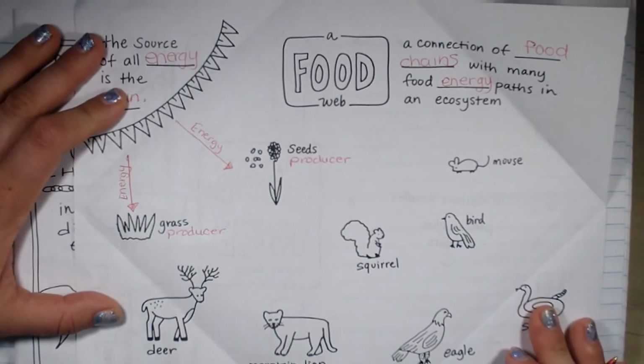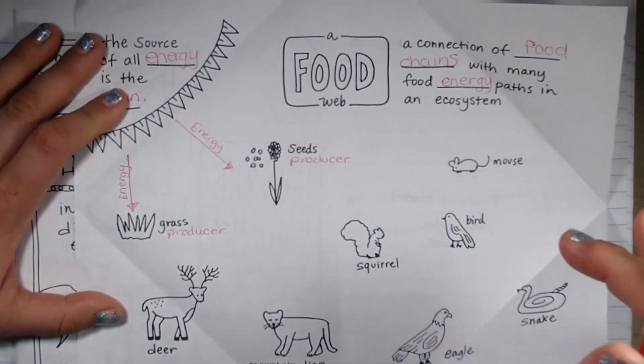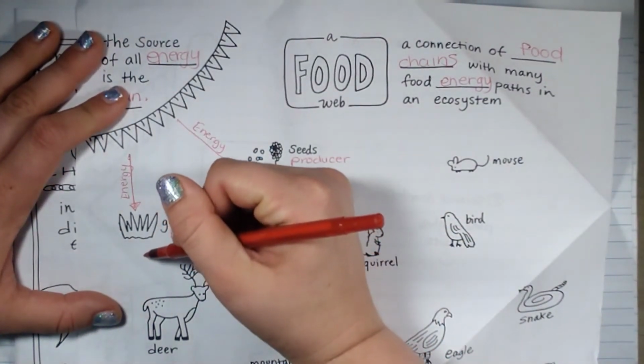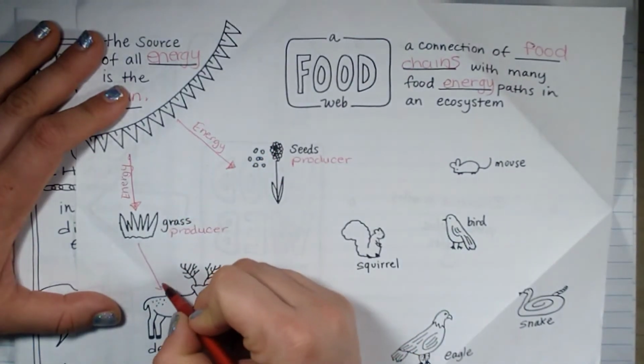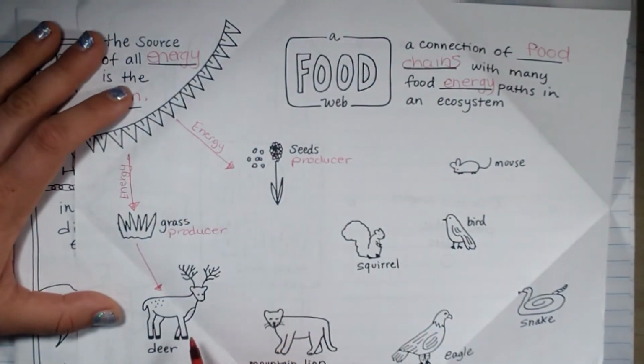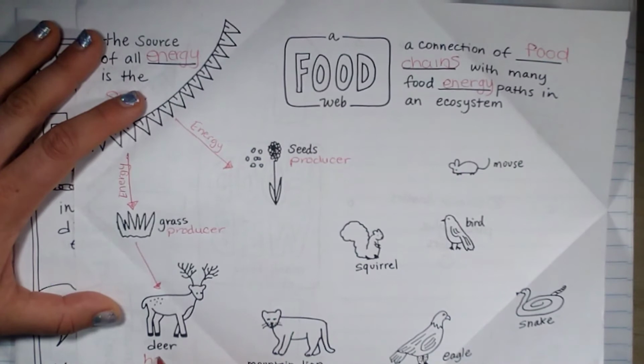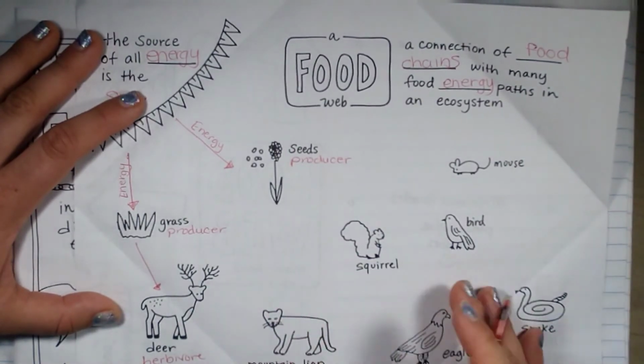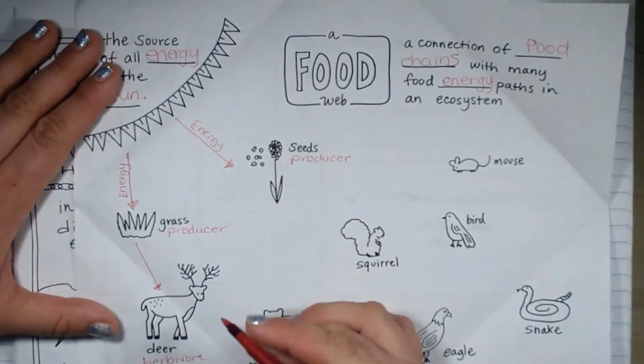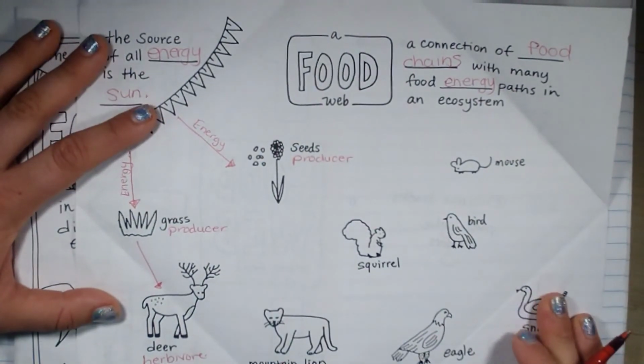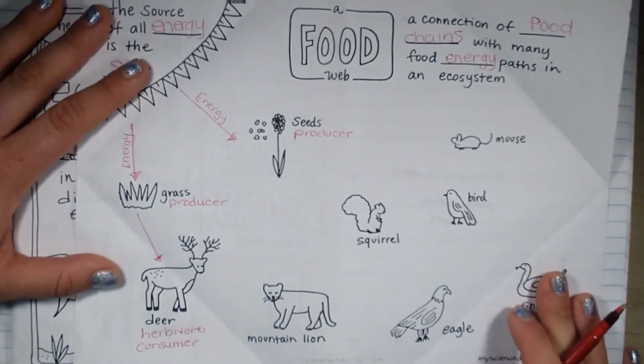Now something eats the grass. We have the deer eats the grass. That makes him an herbivore and a consumer. Consumer means that he has to find his own food. Find food, cannot make it himself. And herbivore means he only eats plants.